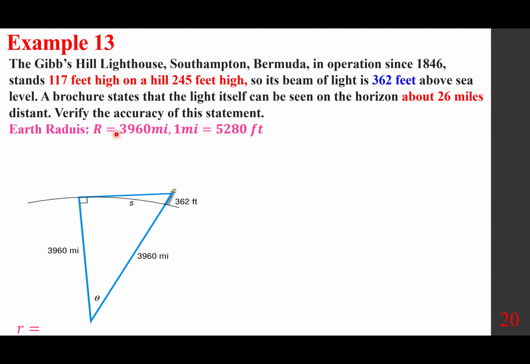So if you notice the radius here and the radius here, that would be the radius of the Earth. This goes up by 362 feet. And all we have to do, with the arc length S equals R theta, is find this distance, because that's the distance that is supposed to be what they tell us, 26 miles, right?